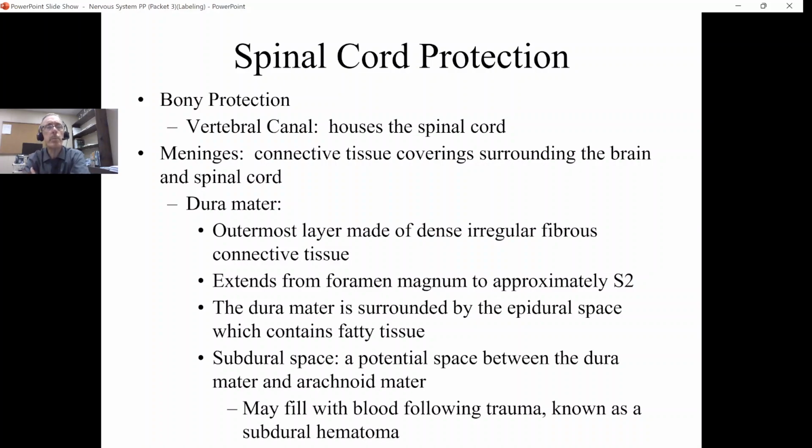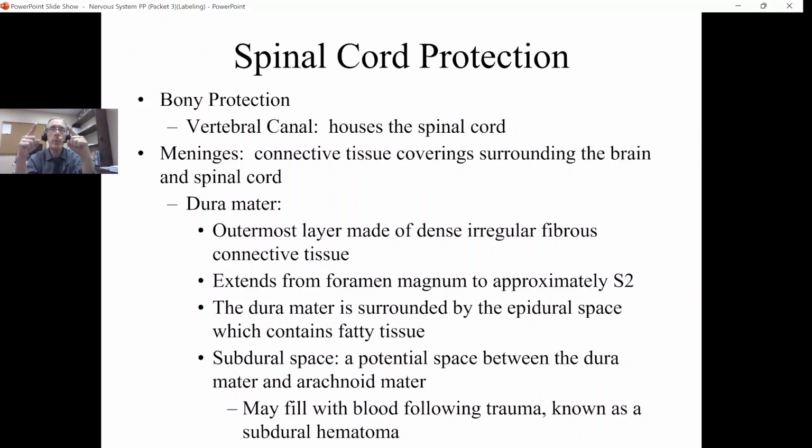The outermost meninge is known as the dura mater. Dura means tough, and mater means protector, like the mother, right? The tough protector. This is the outermost layer. It's made up of a dense, irregular, fibrous connective tissue, so it's pretty tough. If you grabbed it with forceps, you wouldn't be able to rip it. You would have to actually cut it with a scalpel or with scissors.